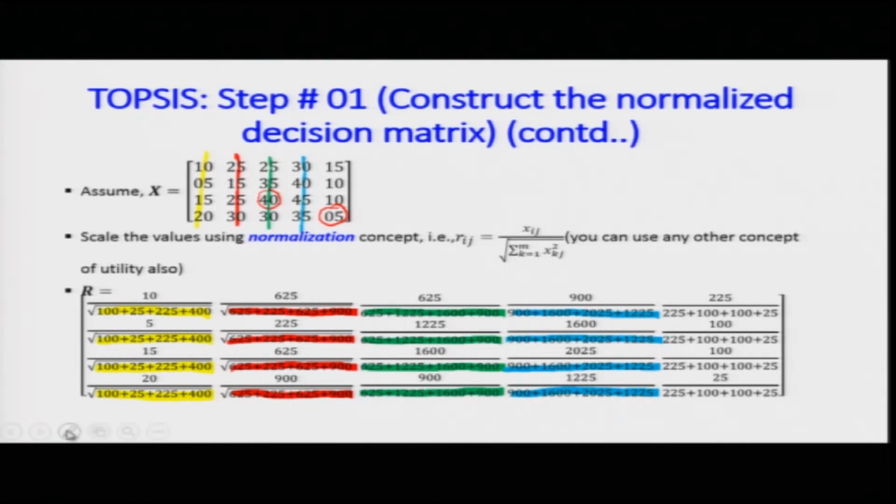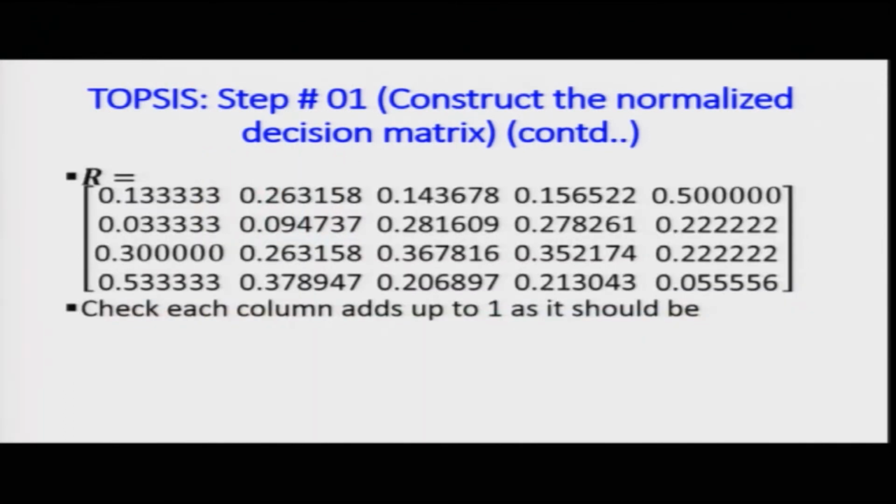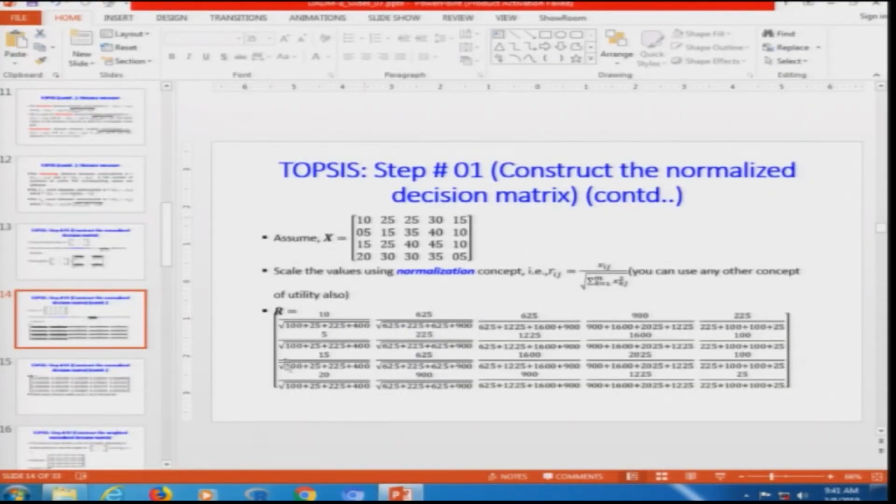Similarly, for the last column: 15 squared, 10 squared, 10 squared, 5 squared. So, these are the values. Once you have this, these are the normalized values considering the square root. If you change it, it will give you different values. If you want, let me show you the differences, so it will be easy. I will use the Excel sheet and these values from this table.